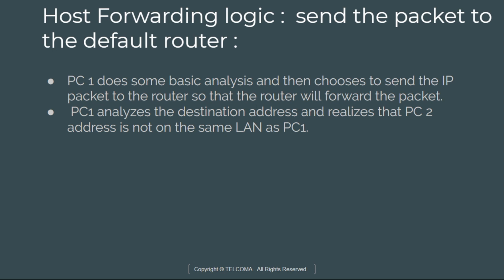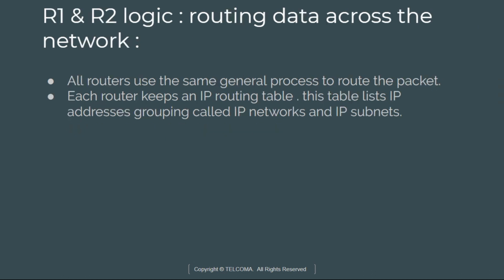To send the IP packet to the default router, the sender sends a data link frame across a medium to the nearby router. This frame includes the packet in the data portion of the frame. That frame uses the layer 2 addressing in the data link header to ensure that the nearby router receives that frame. Then we have R1 and R2 logic. That means routing data across the network.